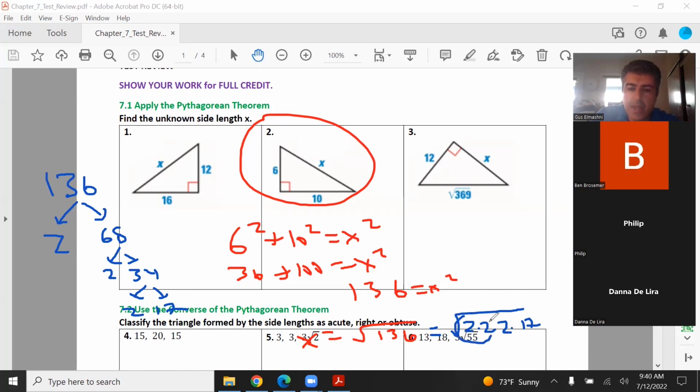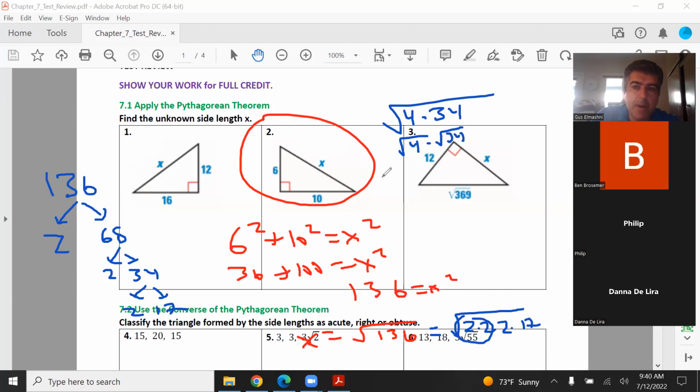Now the first 2's can actually be combined like this. So you have 4 times 34. And root 4 and root 34 can be broken apart like this also. You have that luxury of doing that with radicals, that you can break them apart like this.